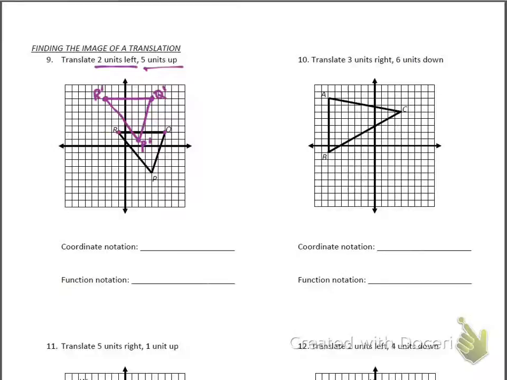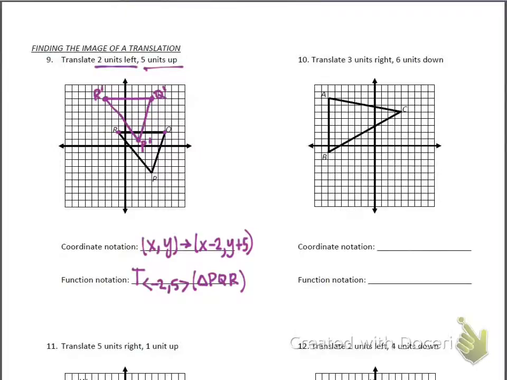In coordinate notation, that would be XY maps to X minus 2, comma, Y plus 5. And in function notation, that would be T negative 2, 5 of triangle PQR. It doesn't really matter the order that you list them. I like to go alphabetical if possible. Me too.